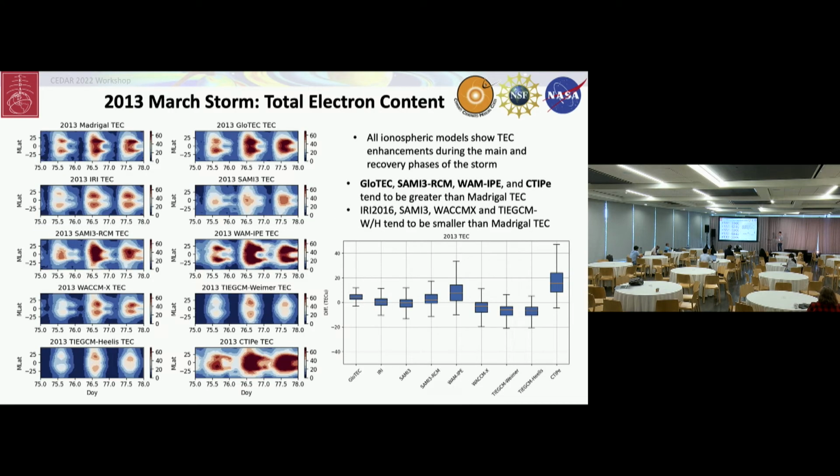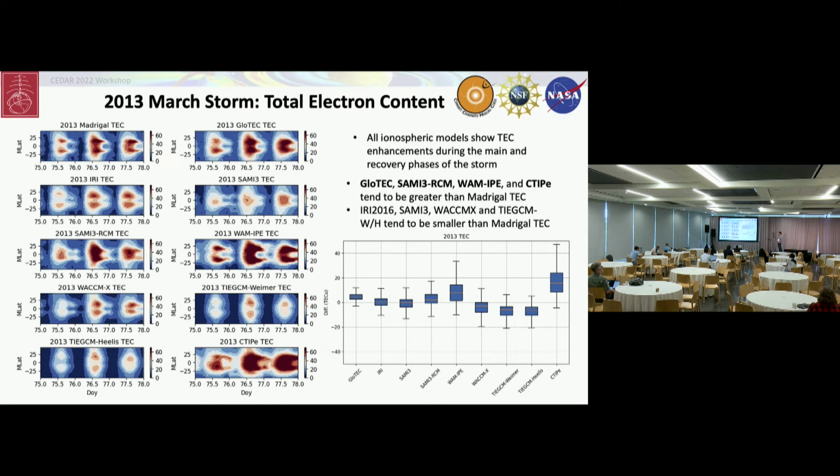So here I first show the TEC result. This is the 2013 March storm case, total electron content. You can see there are 9 models and 1 observation from Madrigal TEC, over 3 consecutive days. Here are the TEC maps as a function of local time and magnetic latitude. The first day shows the quiet day, the second day shows the storm day, the main phase, and the last day shows the recovery phase.